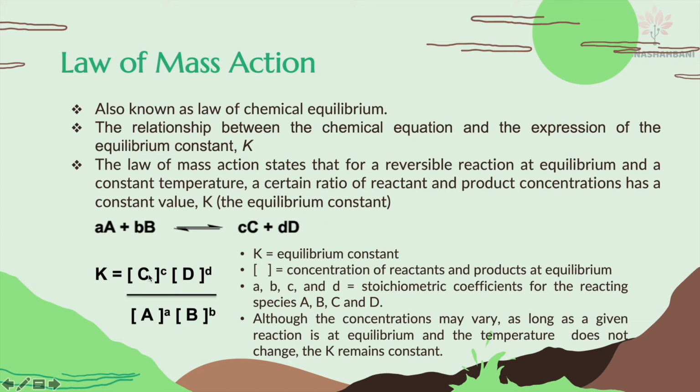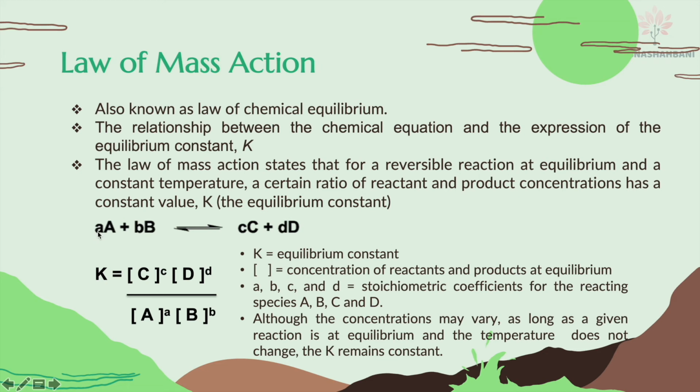This is a ratio. On the top part are the concentrations of the products. Our products are C and D. Our reactants are A and B. So K is equal to the concentration of the products. If you have C, D, E, F, G, you have to put all the products on top, and over the concentration of all the reactants. Our reactants are A and B, so the concentration of A and B.